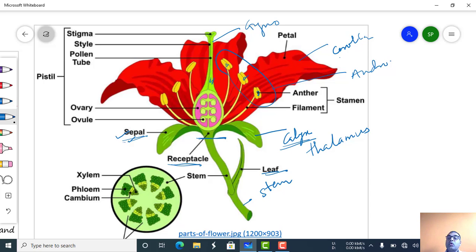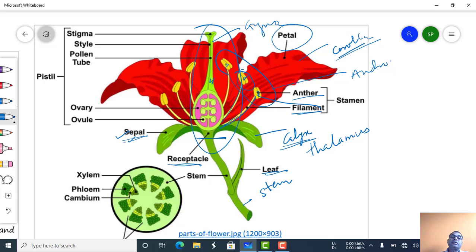In the same way, the corolla is formed by petals, and an individual member of the corolla is called a petal. These are the stamens which form the whole androecium. Each individual stamen is differentiated into two parts: a stalk-like region called the filament, and the tip region called the anther.